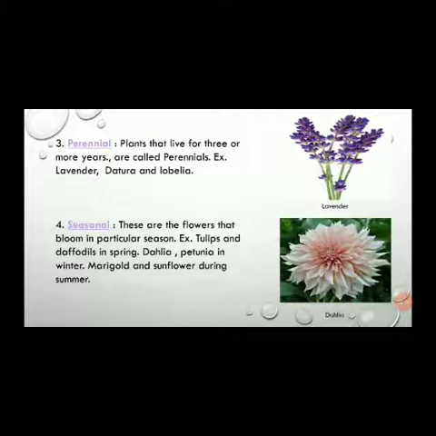Fourth is seasonal. Some flowers are seasonal. They grow in a particular season, like tulips, daffodils, and carnations bloom in spring. Dahlia, petunia, and pansy bloom in winters. Marigold, sunflower, and salvia flower during summer.